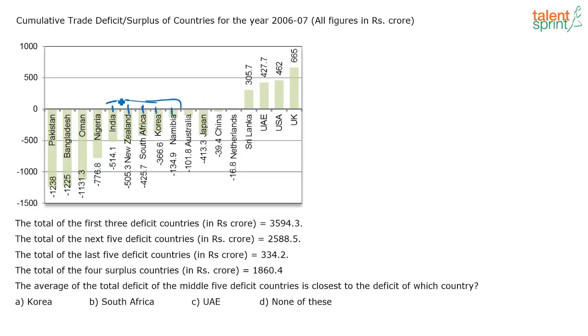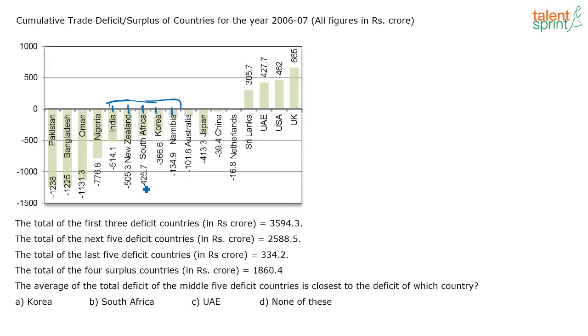So what should you do here? You have to find the deficit of these 5 countries, find their average, and check which of the countries its deficit is closest to. Now if you look at the options, what are the options given here? You have Korea, South Africa and UAE.